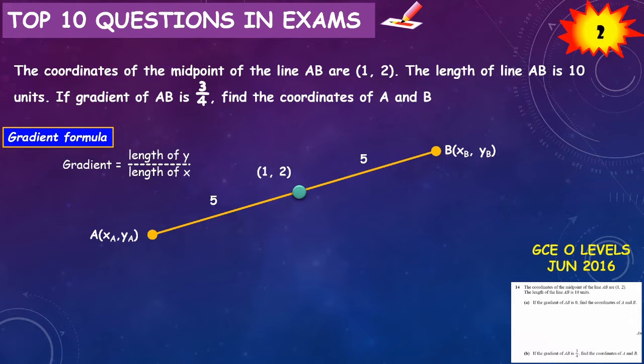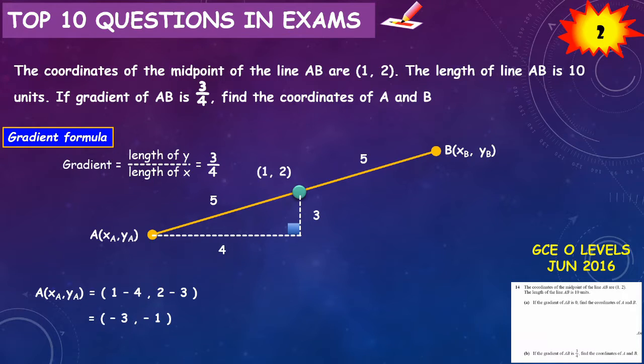Gradient is the length of y divided by the length of x. Since the gradient is 3 over 4, the ratio of the length of y over the length of x is 3 over 4. The values 3, 4 and 5 fit perfectly in a right angle triangle. So to obtain the x value of A, we move 4 units to the left of the midpoint, which is 1 minus 4.